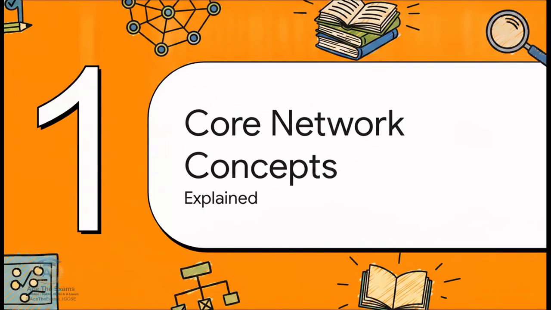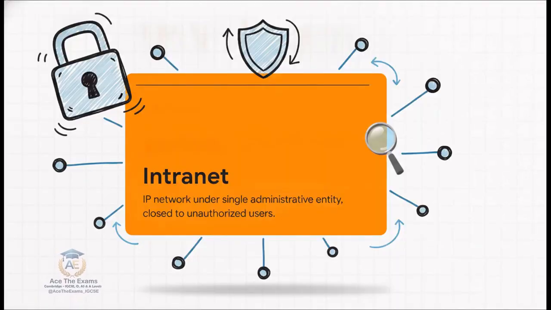Section 1. Core Network Concepts Explained. So, to consistently write those top-tier answers, we can't just rely on common sense. We have to use the exact vocabulary the syllabus is looking for. Let's really look at the definition of an intranet. It's a set of networks using IP-based tools, think standard web browsers, that's controlled by a single administrative entity, and it's totally closed off to anyone except specific authorized users.